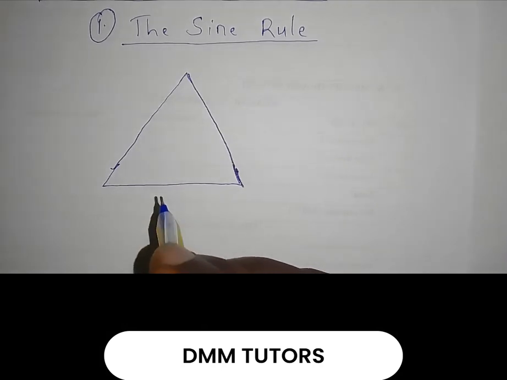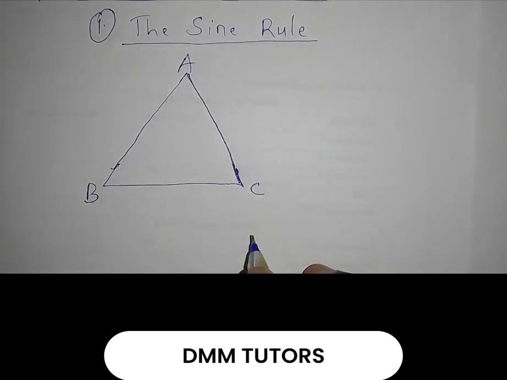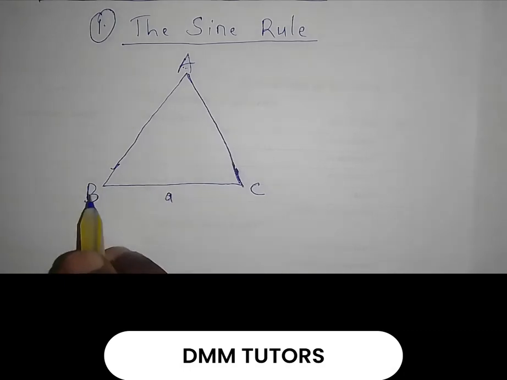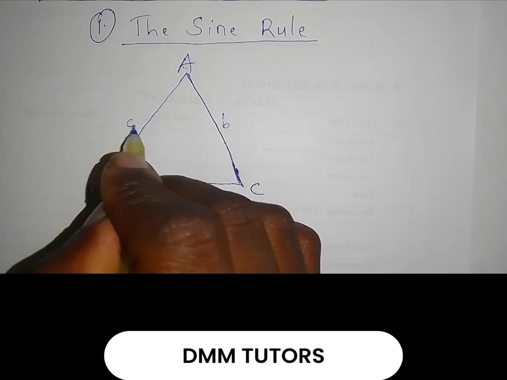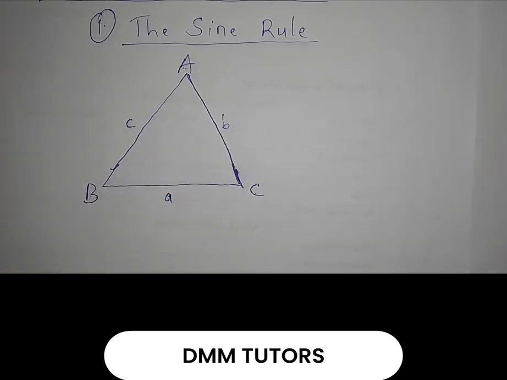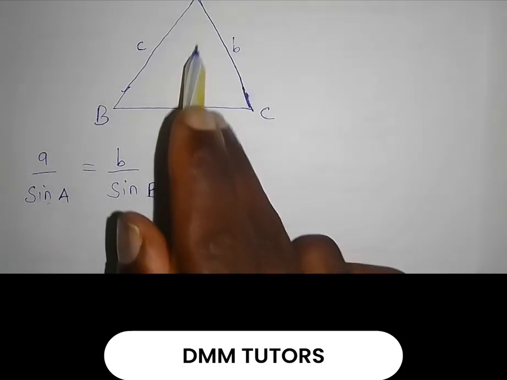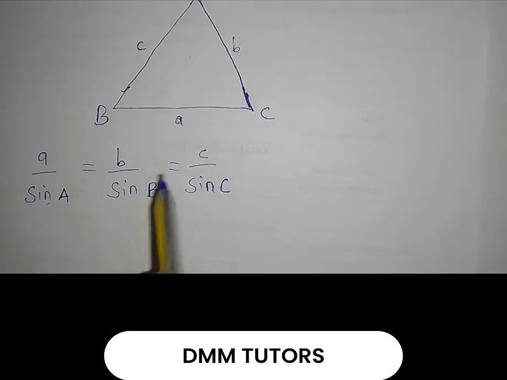So, if you have a triangle A, B, and C, where the angle A is subtended by the side A, angle B by side B, and angle C by side C. In this case, the sine rule states that side A divided by the sine of the angle subtended by that side at point A equals B divided by sine B equals C divided by sine C.